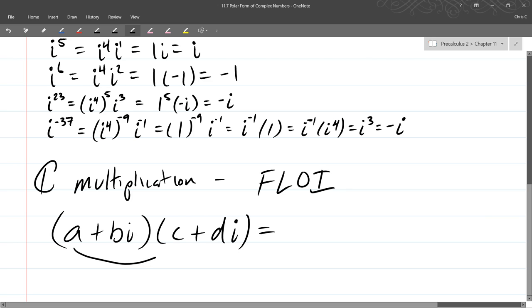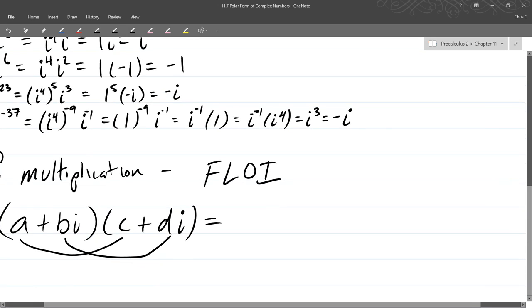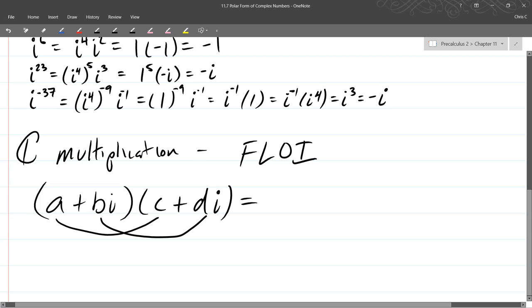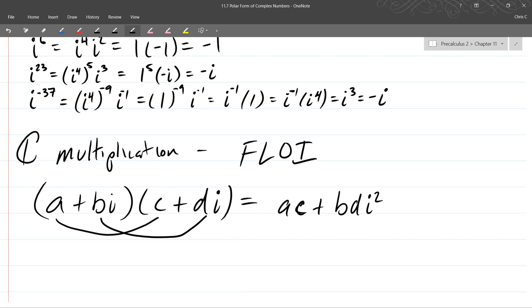So I want to multiply first and last. So do that right now. Multiply first times last. So you should have gotten ac plus bdi squared, or bidi, however you want to write it. Multiplication is commutative, so I can move the i to the end, both i's to the end.